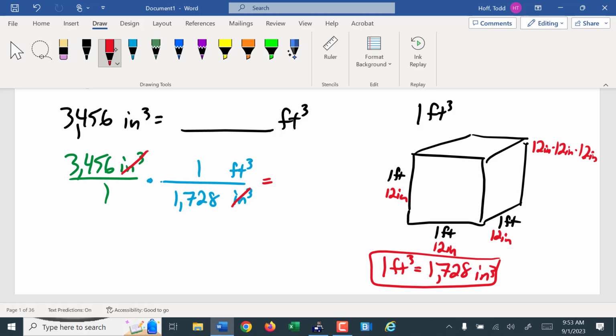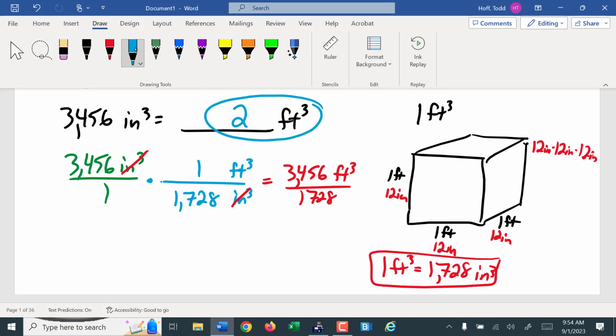On top, we have 3,456 times 1 cubic foot, which is 3,456 cubic feet. On bottom, 1 times 1728 is 1728. And of course, we have to divide that out. 3,456 divided by 1728 gives us 2 cubic feet. So 3,456 cubic inches sounds like a lot. It's only 2 cubic feet.